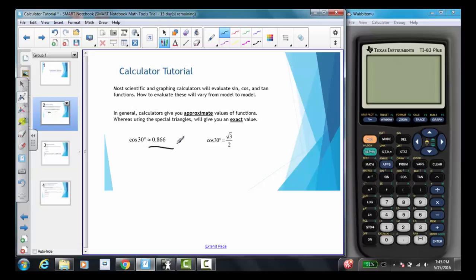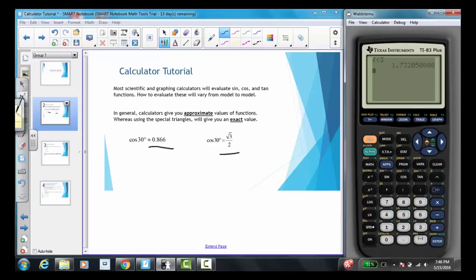The exact value is where you're going to use the triangles that we're going to learn throughout this course, and that's going to give you an exact value. So an exact value is square root 3 over 2. So if I put square root 3 over 2 in my calculator, square root 3 divided by 2, as you can see, I'm going to get 0.866025, and see how it keeps going. So that's why this is considered an approximate value versus an exact value.